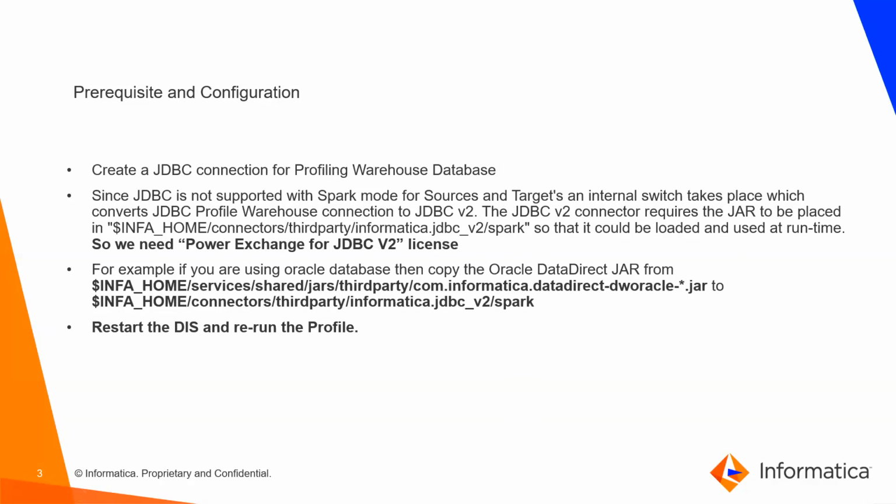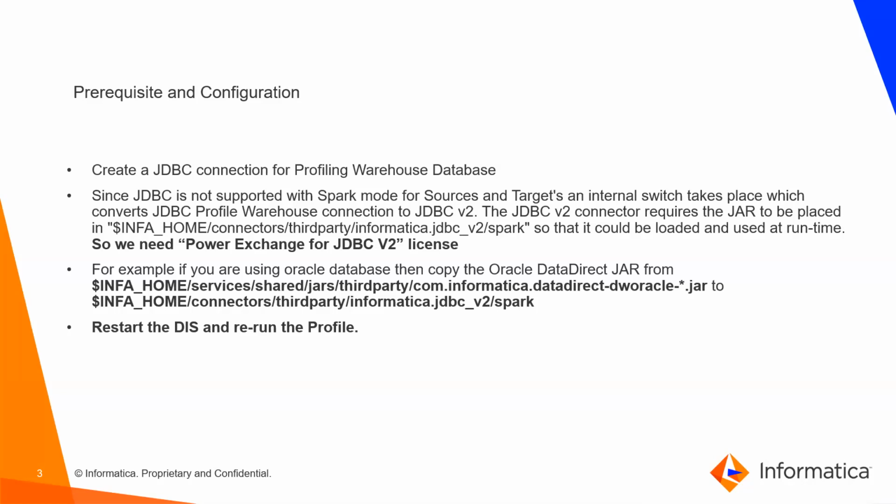warehouse database. Next, since JDBC is not supported with Spark mode for sources and targets, an internal switch takes place which converts the JDBC profile warehouse connection to JDBC v2. The JDBC v2 connector requires the jar to be placed in InfraHome connectors third party Informatica JDBC v2 Spark, so it can be loaded and used at runtime.